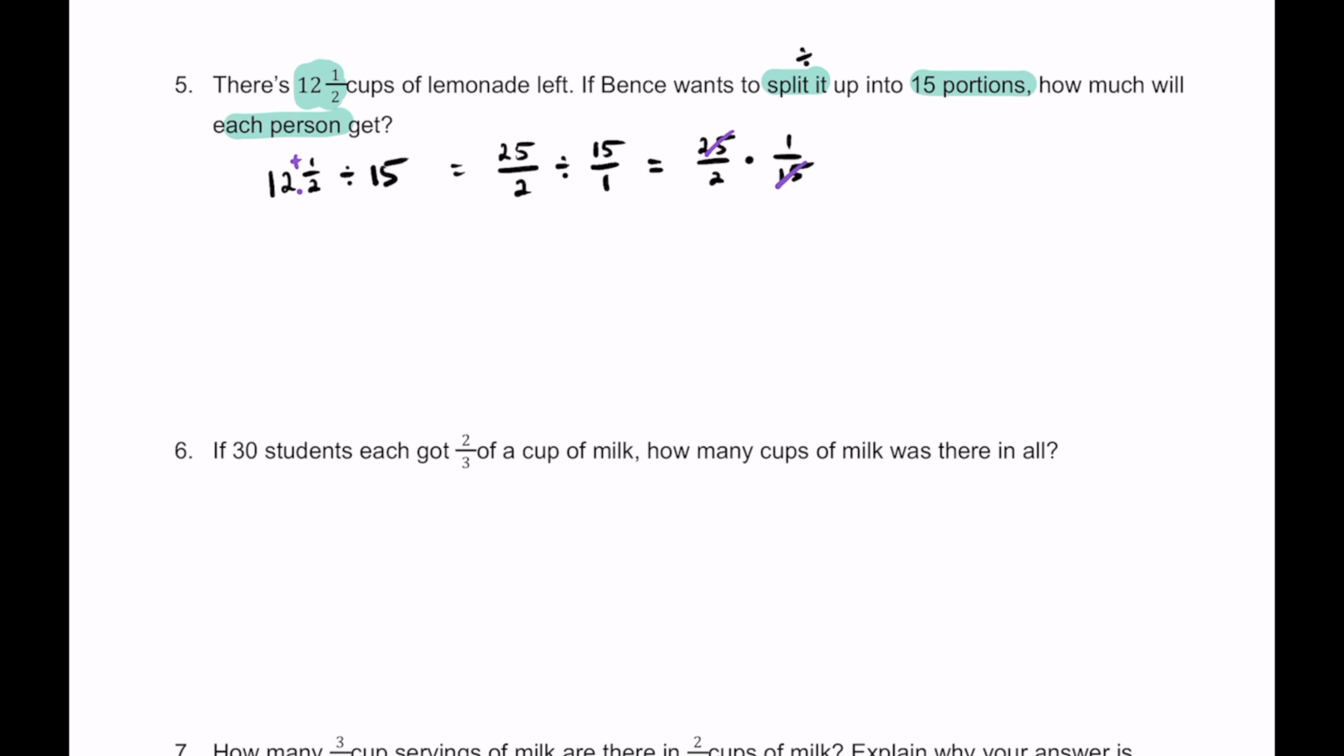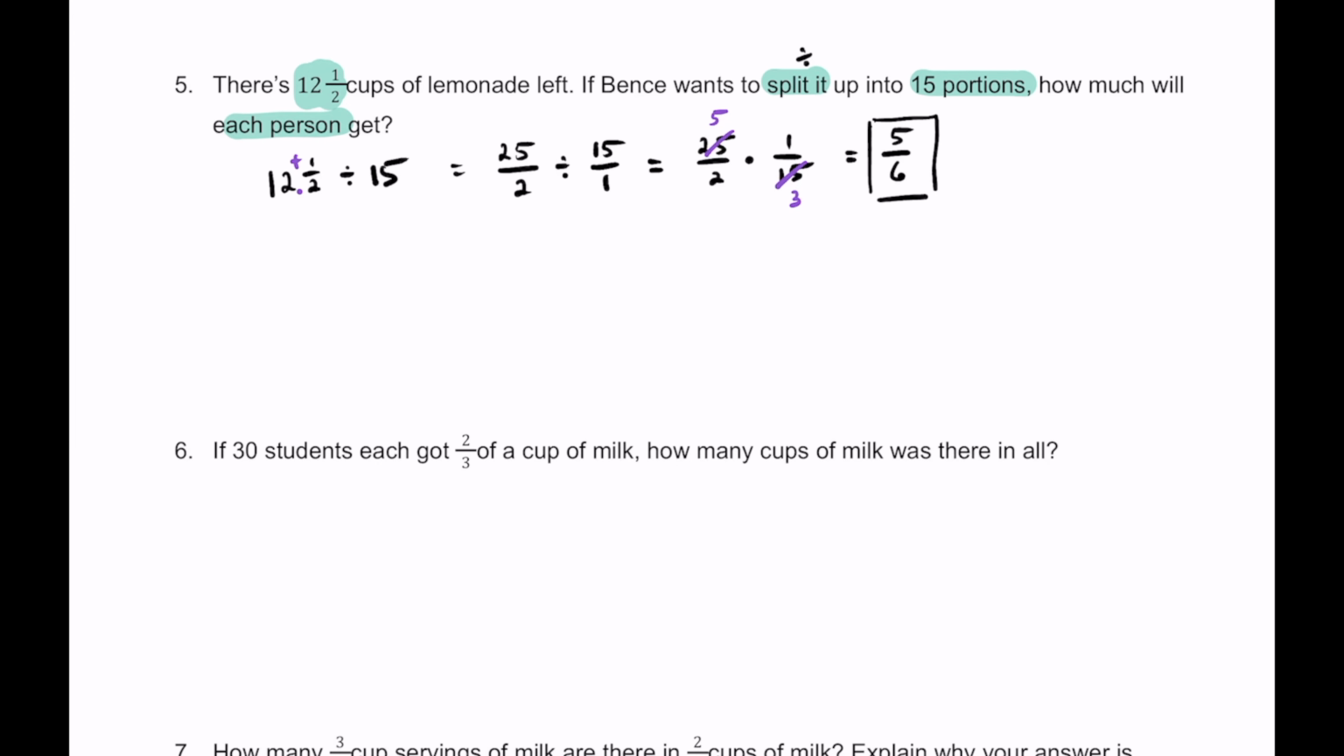This 25 and 15 can both divide by 5. 25 divided by 5 is 5. 15 divided by 5 is 3. Then multiplying 5 times 1 on top is 5. Then on bottom, 2 times 3 is going to be 6. So each person here is going to get 5/6 of a cup of lemonade. So almost a whole cup, which is pretty good.